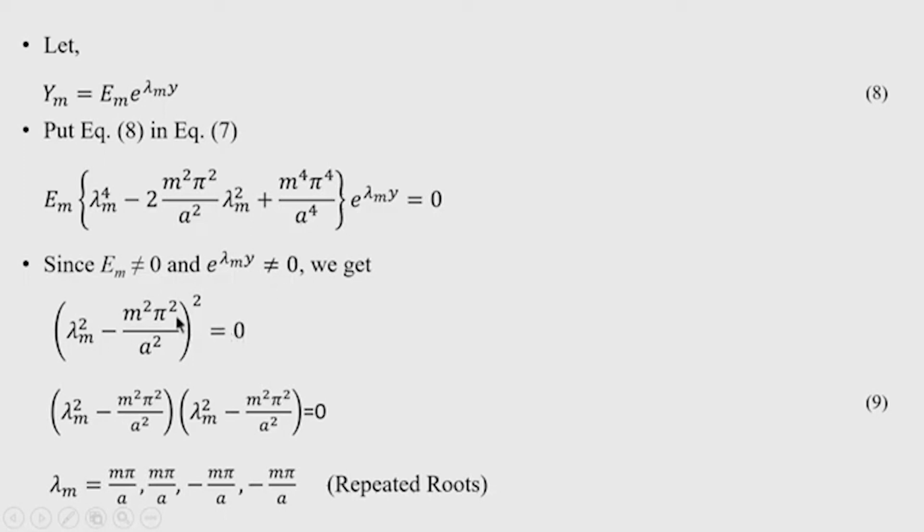Okay. Now, this function can be factorized like this, because it is a square. So, we have written it like that. So, you will get the repeated roots as per the theory of equations. So, we get lambda m equal to m pi by a, again m pi by a, repeated roots, minus m pi by a and minus m pi by a. So, after getting this, these are the roots of the characteristic equation. We have solved this 4th order polynomial and got the 4 roots.